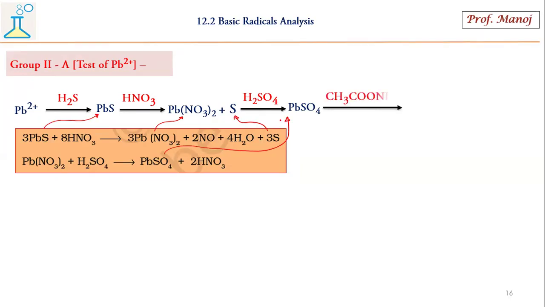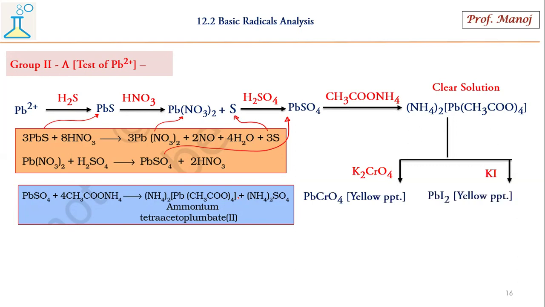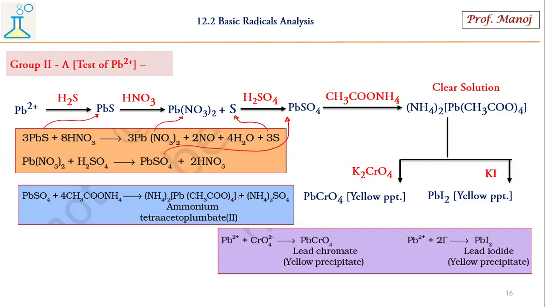This is further treated with ammonium acetate and it forms a clear solution of this complex. Its reaction is here, and you have the IUPAC name also written over here. This clear solution, when further treated with potassium chromate gives a yellow PPT, or with potassium iodide, a yellow PPT of lead iodide. Now there are two reactions here: one reaction of this part, a second reaction of this one.